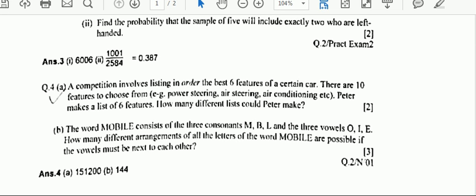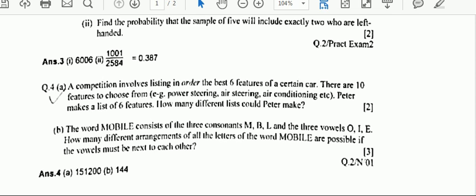It says a competition involves listing in order the best 6 features of a certain car. There are 10 features to choose from. You have to choose only 6 features, and the order is important here because changing the order will rank them in a different way. Peter makes a list of 6 features. How many different lists could Peter make?